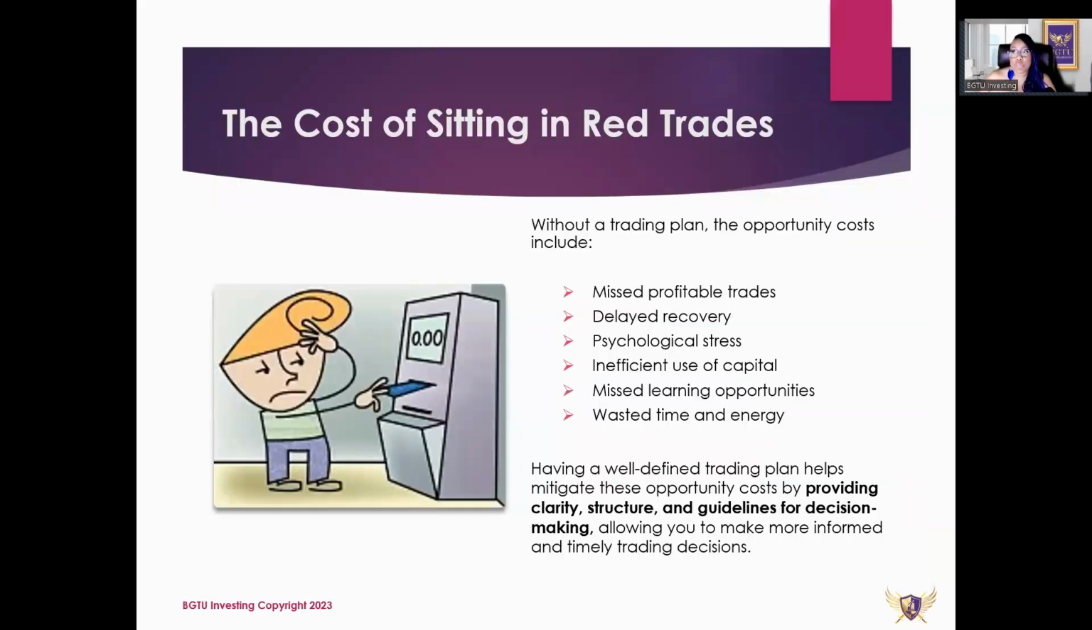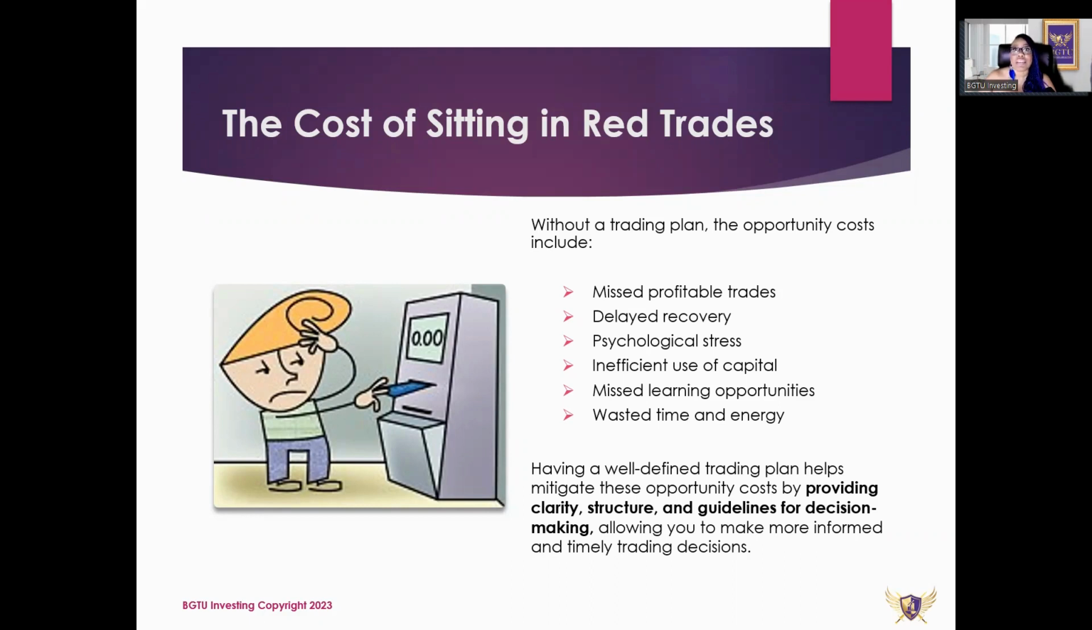So without a trading plan, the opportunity cost is missed profitable trades, because you can be focusing on something that's going to grow your account versus take money out of your account. Delayed recovery. So it's delaying the opportunity for you to get into a profitable trade to recover those losses. Now I'm not telling you to revenge trade, but if you get out of a trade for a small loss, you can take another trade and recover those losses.